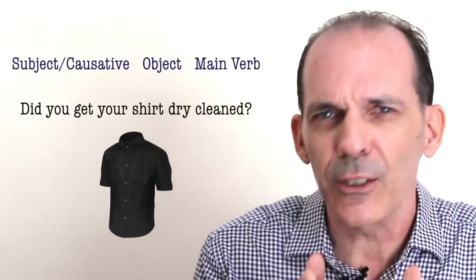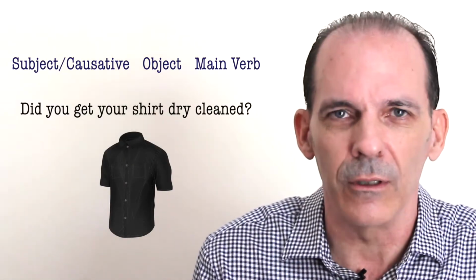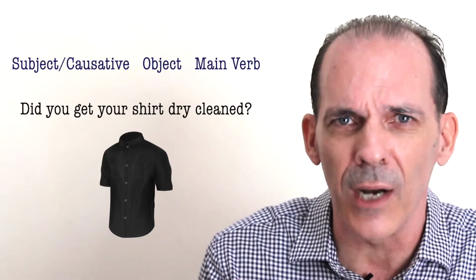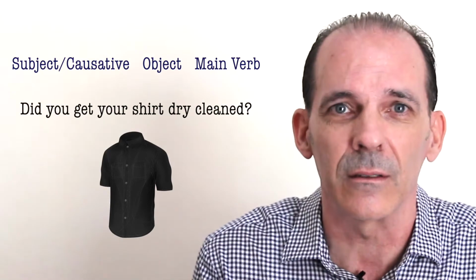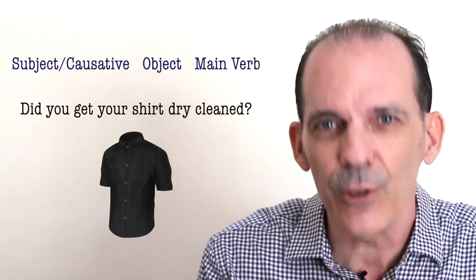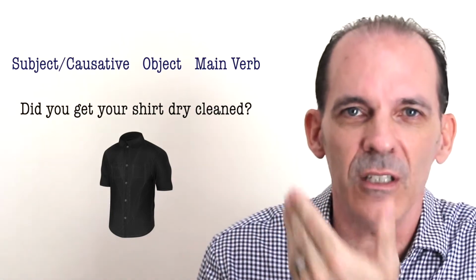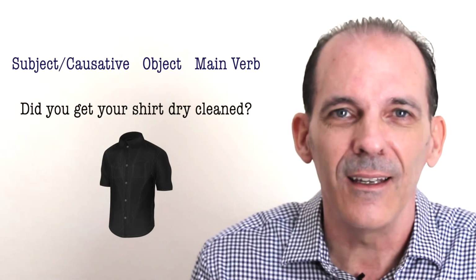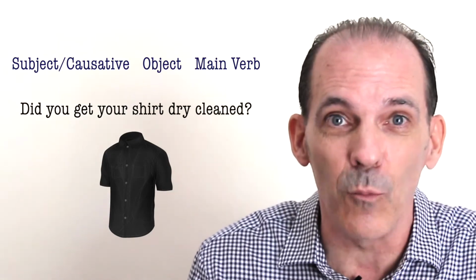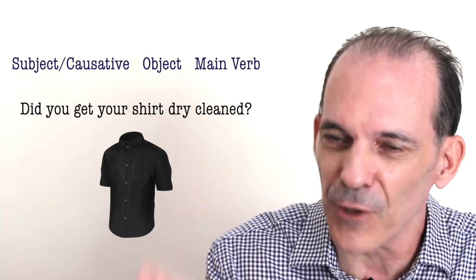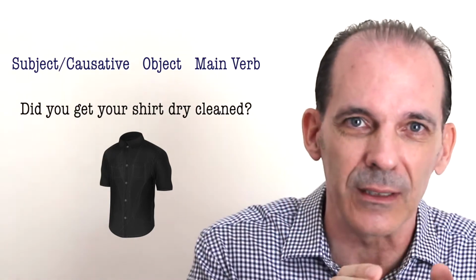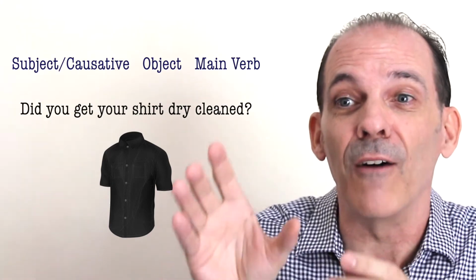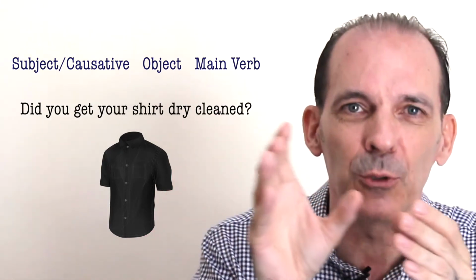Let's look at another example, this time in the form of a question. Did you get your shirt dry cleaned? Wow, your shirt looks new. Did you get it dry cleaned, or is that a new shirt? Even though this is a question, the structure still follows the same pattern. This time we're asking if the subject caused someone to do something. The action of dry cleaning happening to the shirt. The action of washed being done to the car, etc.